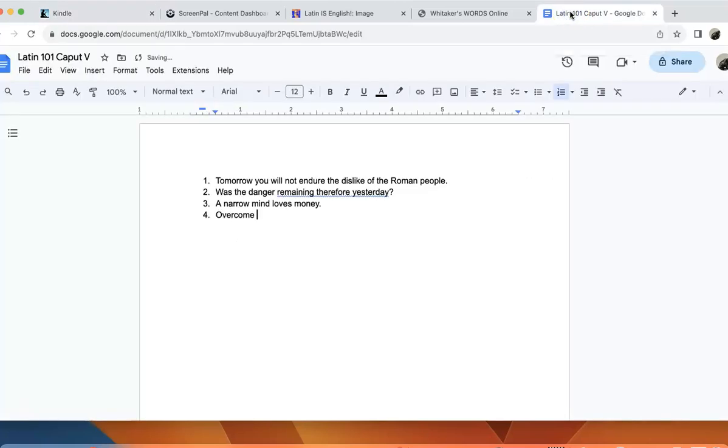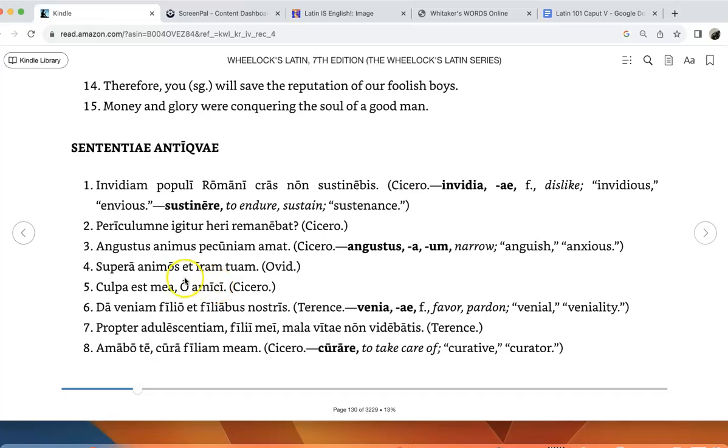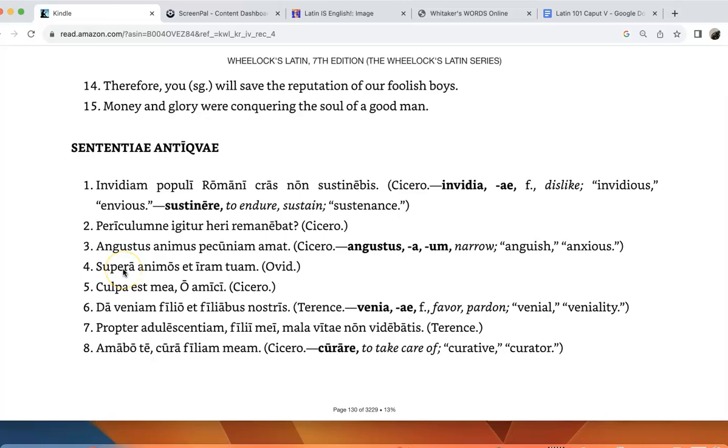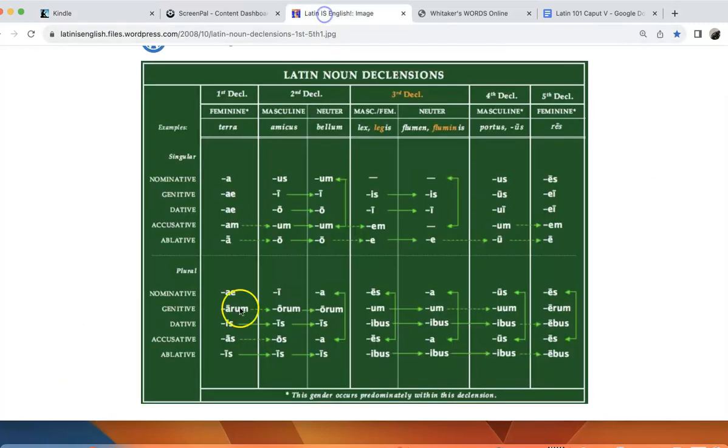So overcome your pride and anger. So again, in the context of living a life of true love, it needs to get beyond selfishness in some sense. So here we have the imperative going back to chapter 1. And then here, this is kind of interesting because we have the second declension accusative plural, os, which tells us it is the direct object. But then we have iram, which is first declension singular.